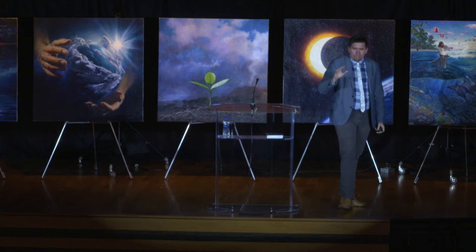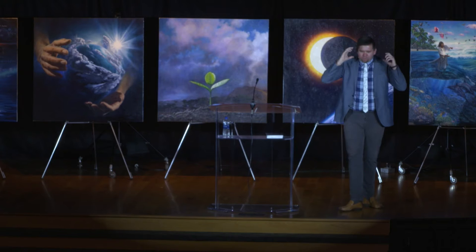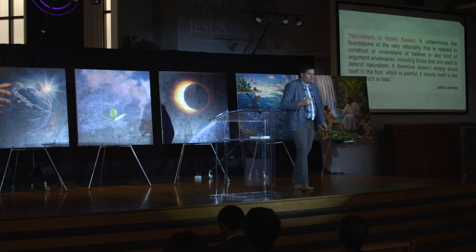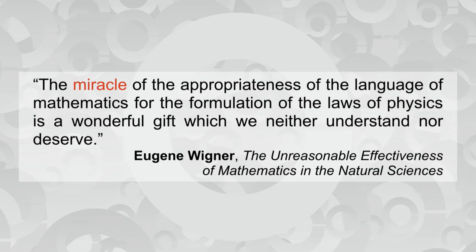A really incredible thing, though, is not just that we can do mathematics, evidencing the fact that we are rational, far more rational than any other animal. It's not just the fact that we can do mathematics, but that mathematics goes on to explain the universe around us. Wigner, again, reflected upon this in his paper, The Unreasonable Effectiveness of Mathematics in the Natural Sciences, puts it this way. The miracle of the appropriateness of the language of mathematics for the formulation of the laws of physics is a wonderful gift, which we neither understand nor deserve.